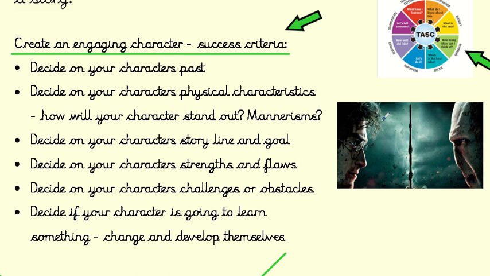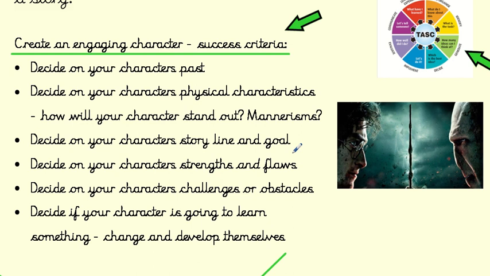For example, Harry Potter wants to defeat Voldemort because he wants to defend the wizarding world. That's his motivation. He also wants to have closure after the death of his parents. So his goal is to defeat Voldemort. The reason he's doing it, or his motive, is to defend the wizarding world. Your character will need to have a storyline and a goal and a motive.